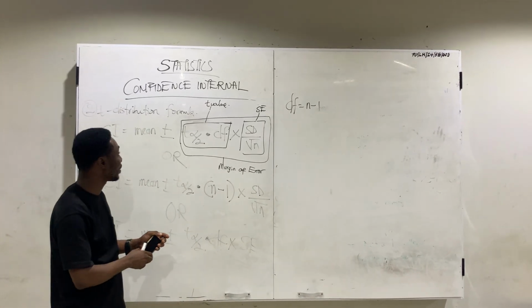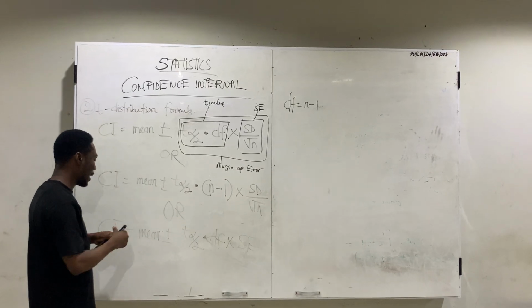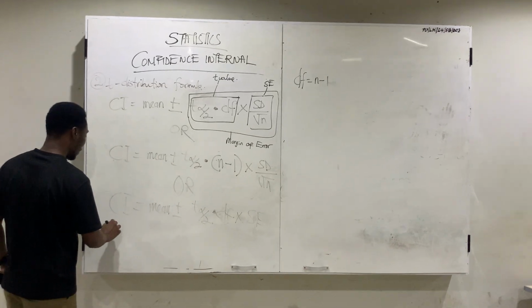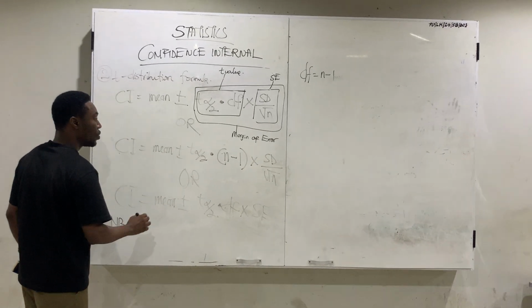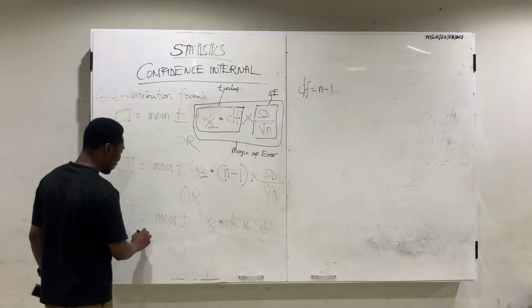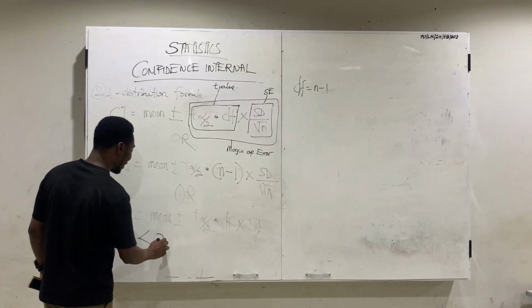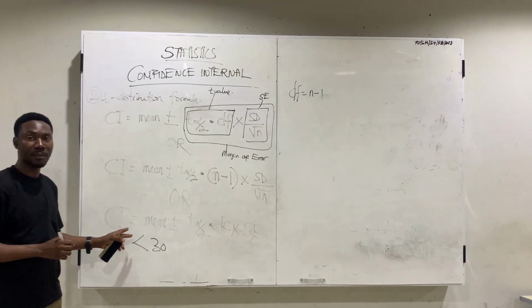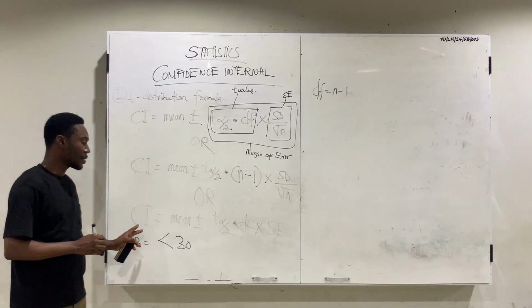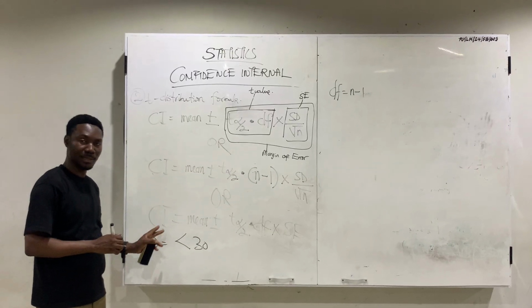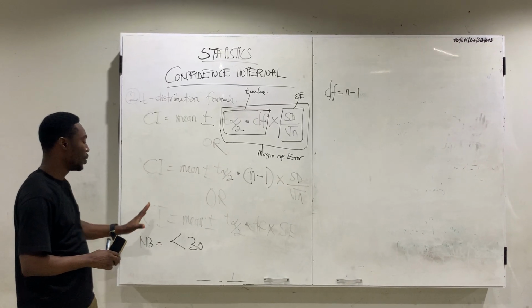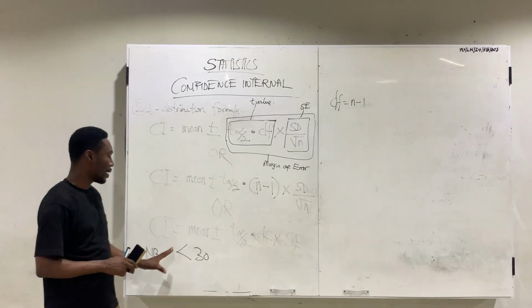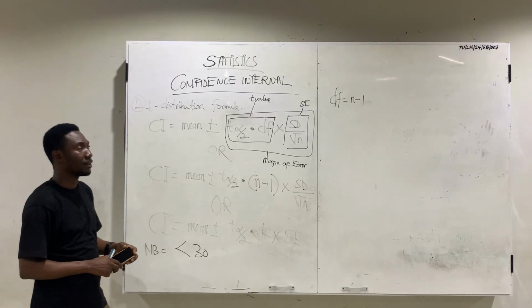And in an exam, we can give you... Now, let me add a condition. Note. You use this formula when sample size is less than 30. Listen carefully. You use this formula when sample size is less than 30. Okay, keep it in your mind that we use this formula when sample size is less than 30.